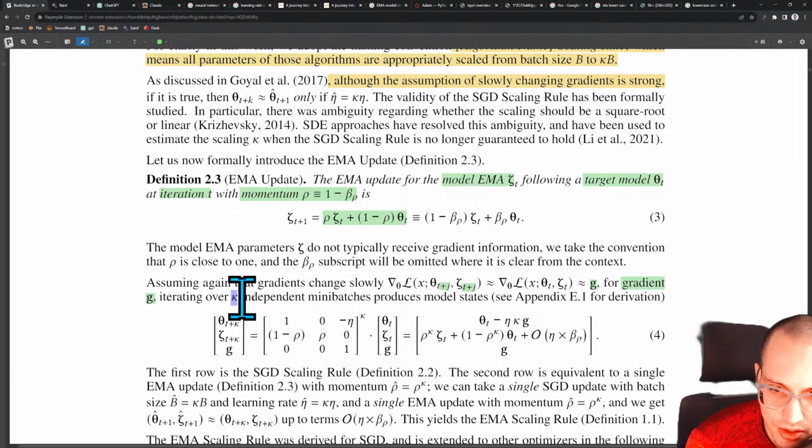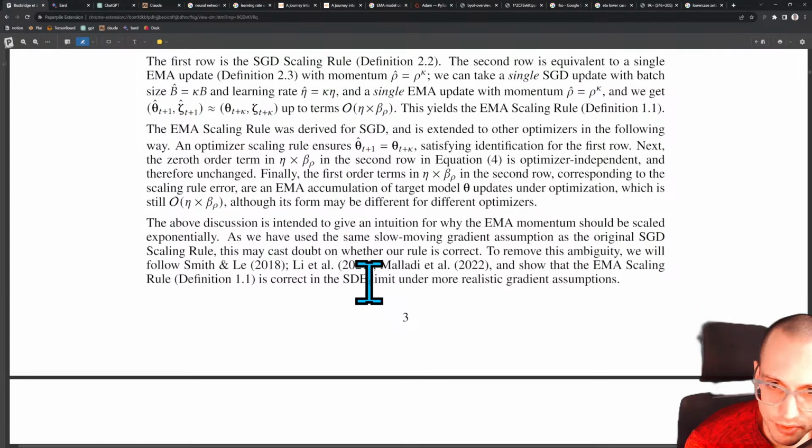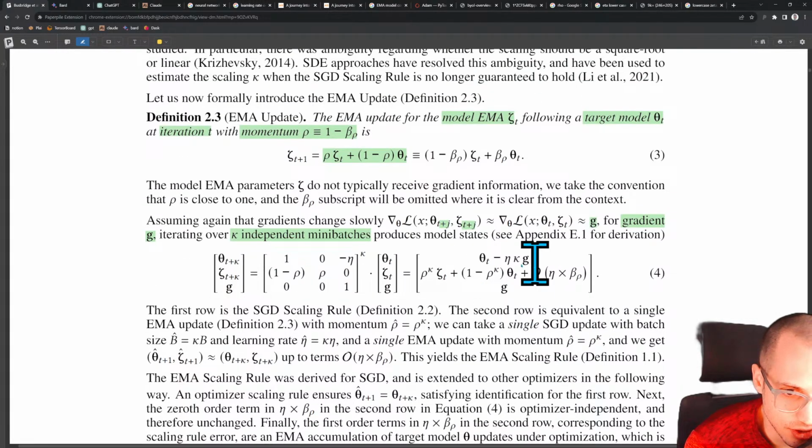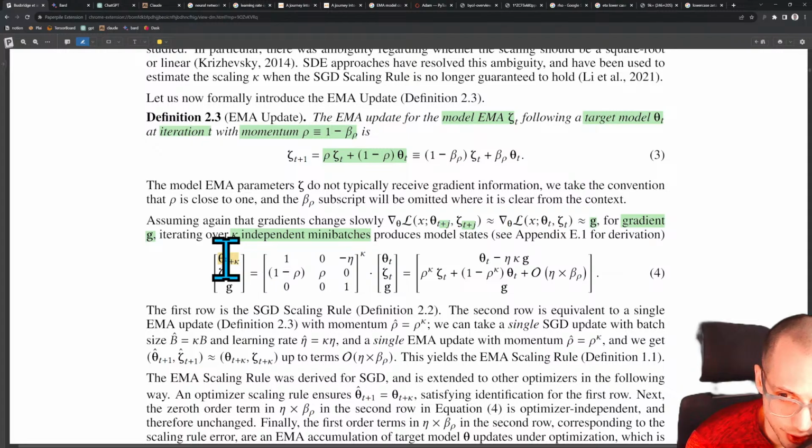Iterating over k independent mini batches produces model states this. Okay, so now they wrote it out kind of like how you would write out a differential equation and then solve it with matrix math, but here they're writing it out in this way because they're going to set it up for the differential equation. But really this is just 3 equations written as if it was one equation with matrices. So you have theta t plus k, so the model parameters at time step t plus k extra time steps, which represent the number of mini batches, is equal to 1 times theta t, right? So it's basically just equal to theta t plus 0 times eta t. So notice how there's no relationship between theta t plus k and zeta t, which is the EMA, and then negative learning rate times the gradient.